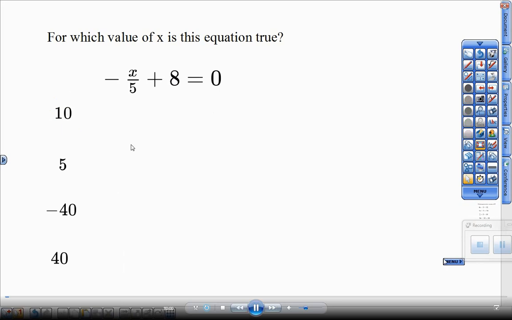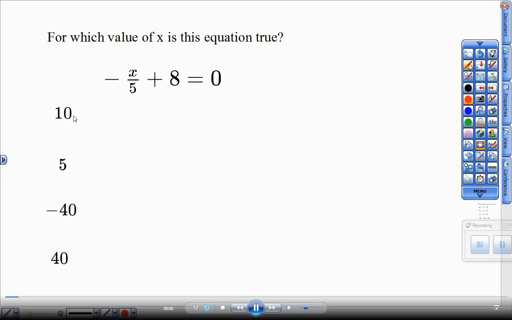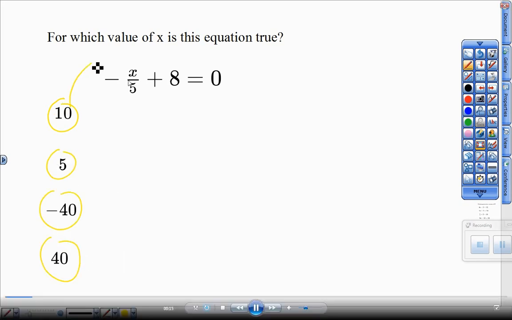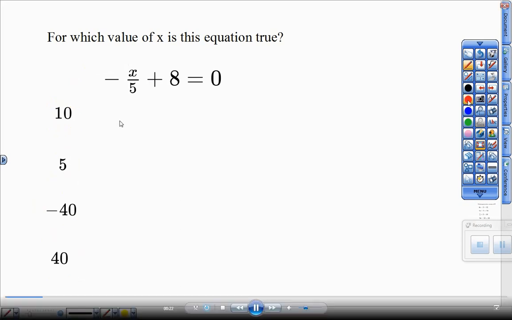So here I go. First number I'm plugging in is +10. And again, I'm looking at which of these numbers can I plug into x and have that give me -8. That's pretty much what you're looking for. Which number will give me -8, which cancels the other +8. So the first number I plug in is 10.